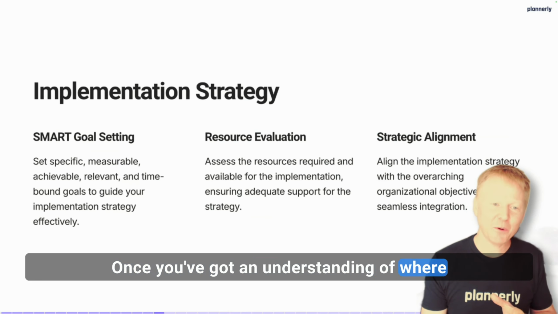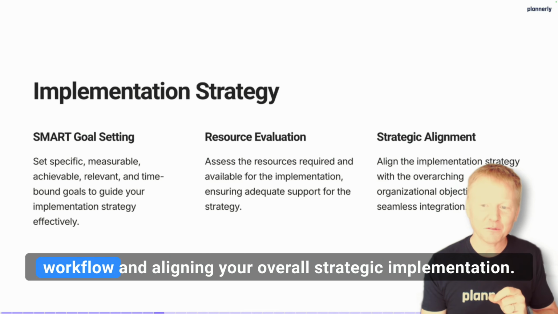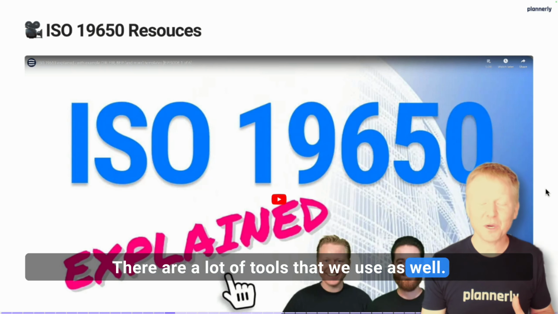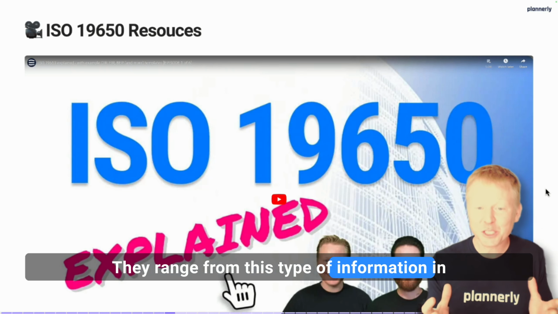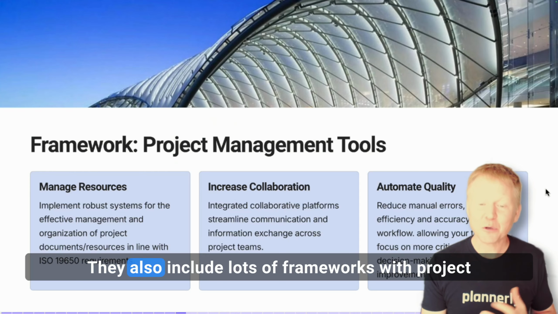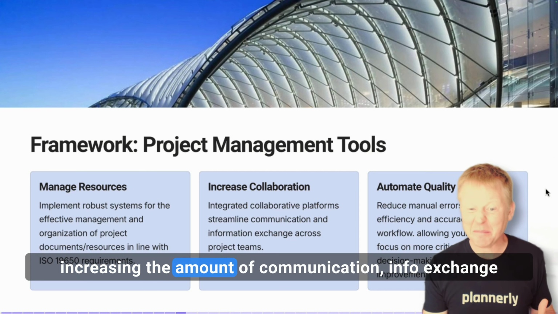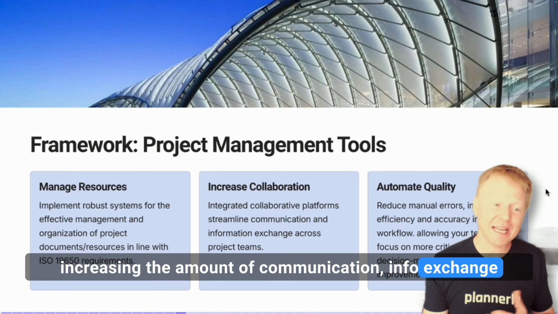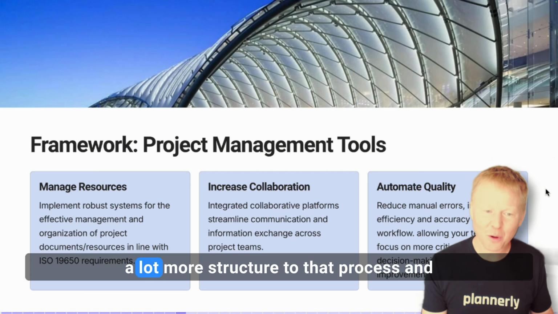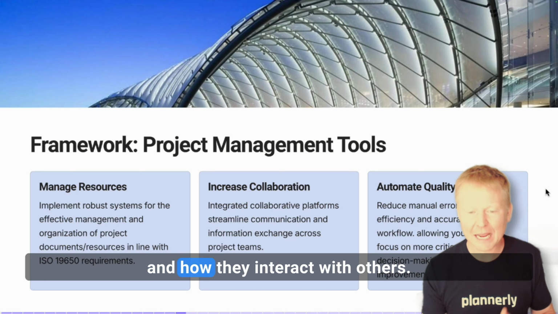Once you've got an understanding of where the gaps are, we go about setting really smart objectives, training people through that workflow, and aligning your overall strategic implementation. There are a lot of tools that we use as well. They range from this type of information in a series of webinar videos that can really boost the knowledge of your teams. They also include lots of frameworks with project management tools and automating the quality assurance processes, increasing the amount of communication, information exchange, understanding when and who should do what, really applying a lot more structure to that process and understanding who should do what from your team and how they interact with others.